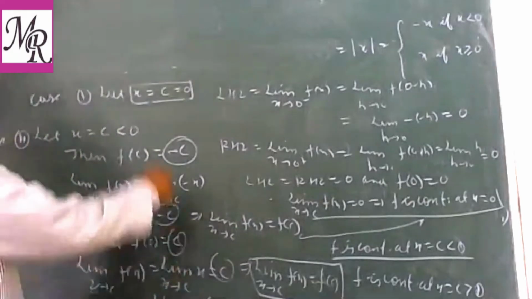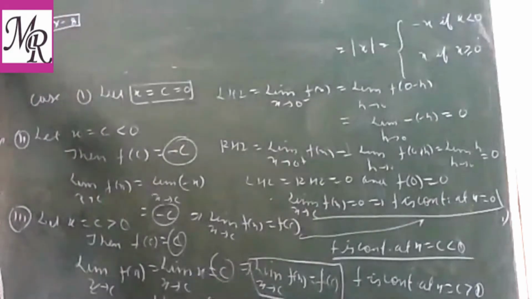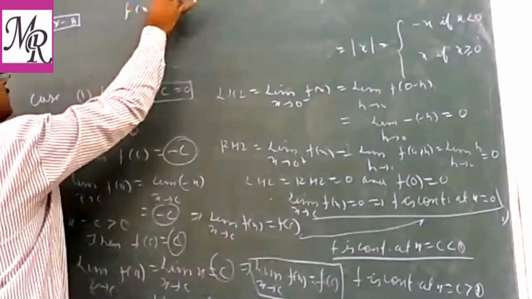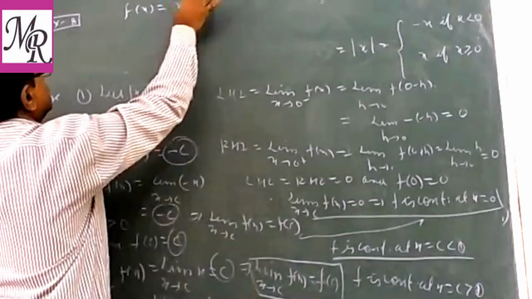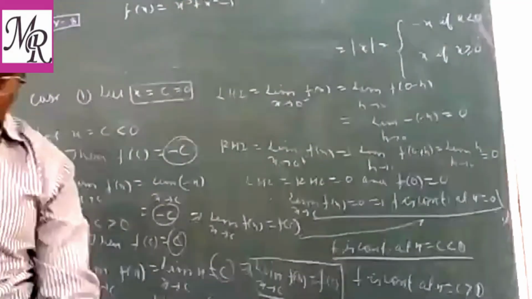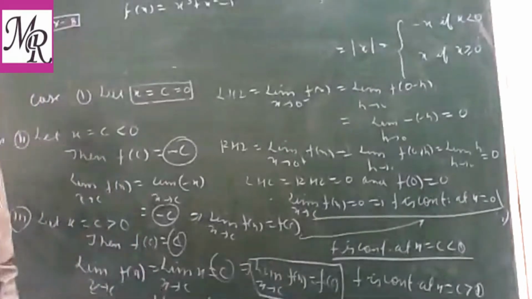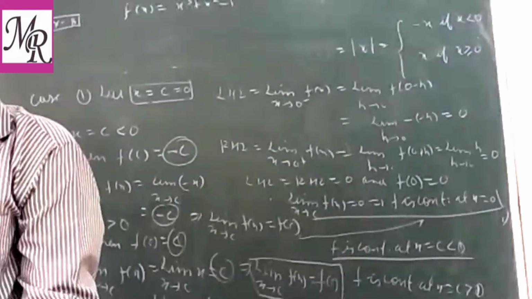Next, see example 8. Discuss the continuity of the function f given by f(x) equal to x cube plus x square minus 1. So this is a polynomial function. Clear? We are given a polynomial function and we know that a polynomial function is defined for every real value.